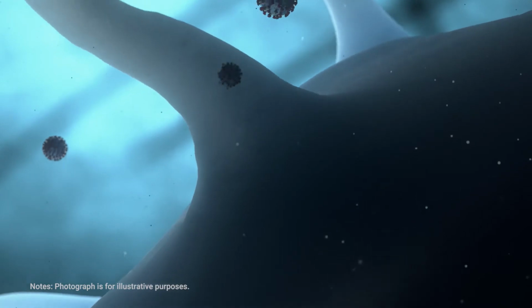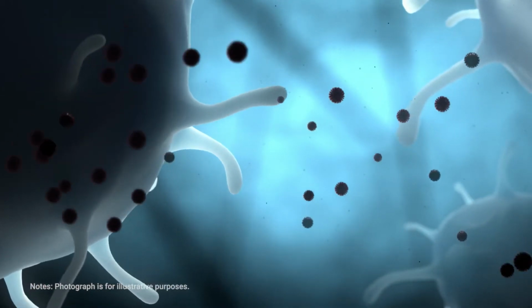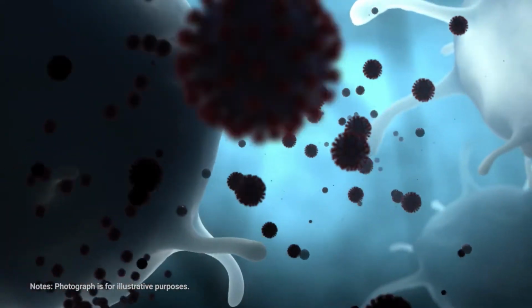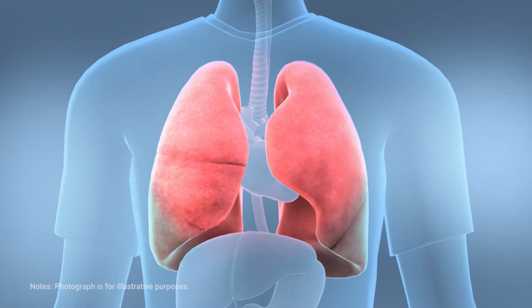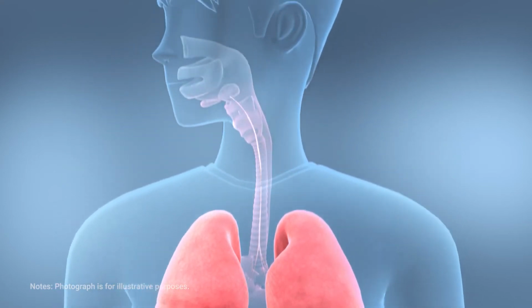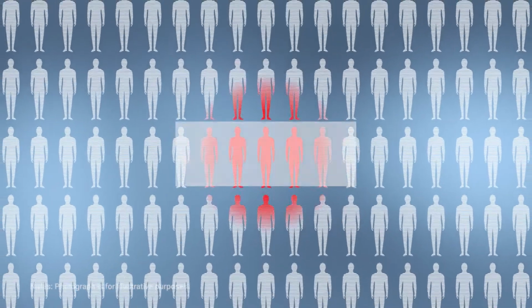Since they far outnumber the immune cells, the virus cells are carried through the bloodstream to the lungs. And after a while, the entire lung is infected with the virus, causing pneumonia. At the same time, the coronavirus takes advantage of the respiratory system to move on.